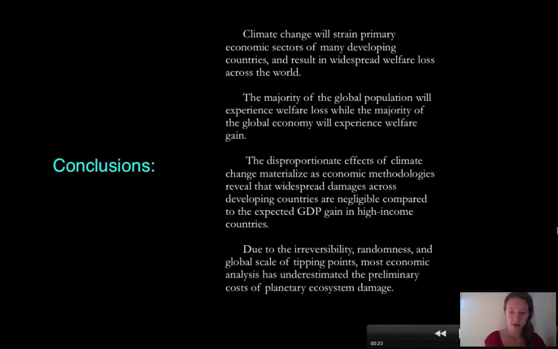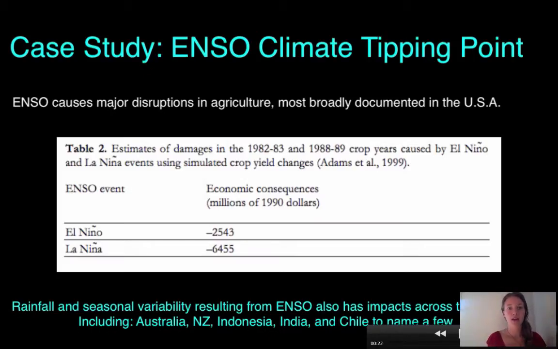So, just go back for a moment. A case study of El Niño Southern Oscillation. This is a climate tipping point, and basically it is a variation of temperatures along the equatorial and east central Pacific. Recently, our knowledge of ENSO has increased, and it is primarily characterized between two stages. There's a neutral phase and two extreme phases. El Niño is warm and wet, and La Niña is cold and dry. And these climatic differences have huge influences on the agricultural economy.